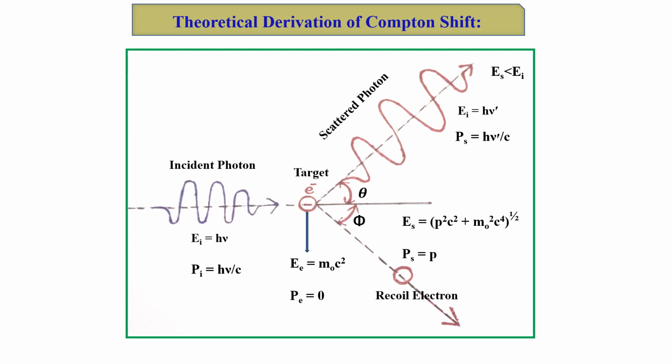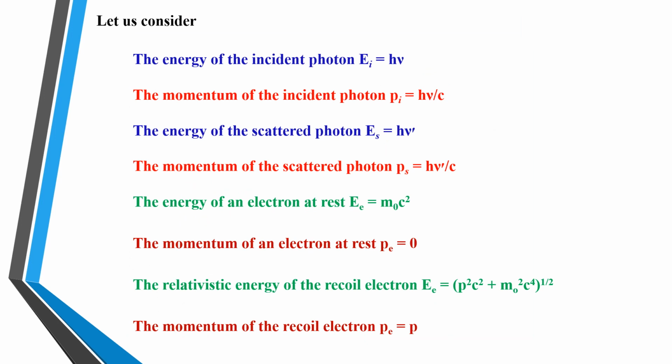Now after collision, the scattered photon has changed frequency. So its energy will be E = hν' and its momentum will be p = hν'/c. And after collision, the electron has gained some energy, so it has both energy and momentum. So its relativistic energy will be taken as E = (p²c² + m₀²c⁴)^(1/2), and its momentum is considered as p. Let us consider these expressions and try to apply the law of conservation of energy and momentum.